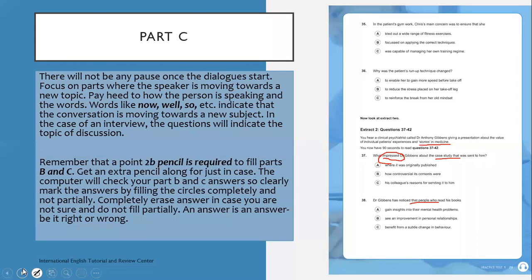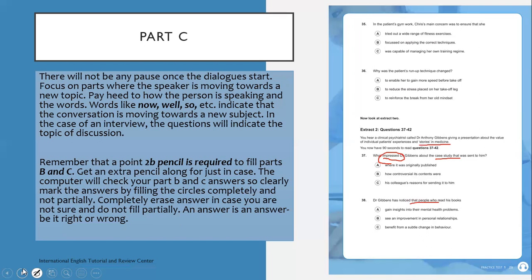So during part B and C, please use pencil because you will be filling the circles. You get an extra pencil just in case. The computer will check your part B and C answers, so clearly mark the answers by filling the circles completely and not partially. Now, you can use pencil in part A too, but if you make a mistake, just cross out the errors with one line.